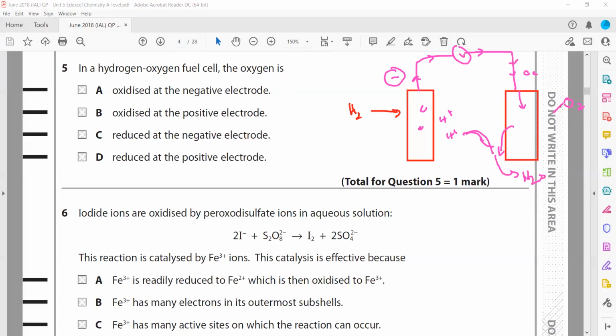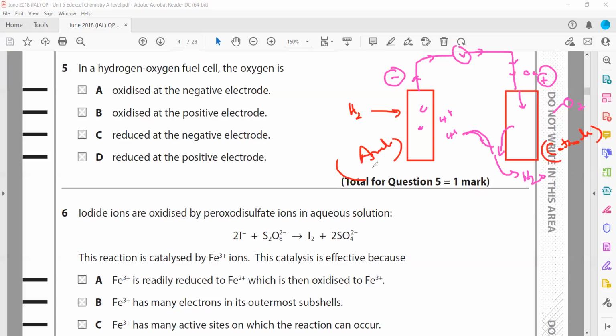Because oxygen gains electrons, we call it reduction. And what electrode is this? This is the positive electrode. In terms of the movement of electrons, this one is the negative electrode and this one is positive. But in terms of charges, because this is reduction, and reduction is a gain of electrons which always happens at the cathode, this is the cathode and the other one will be the anode.